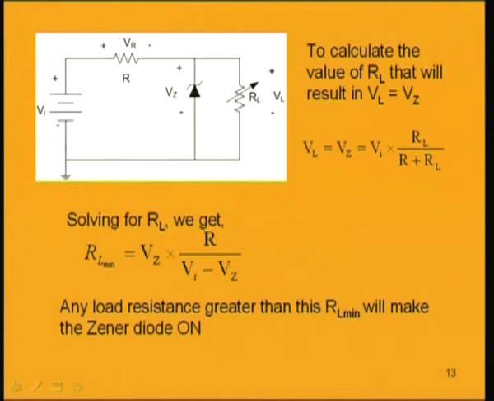That means the resistance value should be at least equal to Vz into R by Vi minus Vz. We are not changing R, R is constant. Once you design R, we are not changing it. Vz is the Zener voltage for that particular Zener we are applying. Vi is constant. So, this expression will give you the minimum RL which will make the Zener diode on. If it is less than that, this voltage will not be sufficient to make the Zener diode on. So, you should have any load resistance greater than this value of RL minimum to make the Zener diode on.